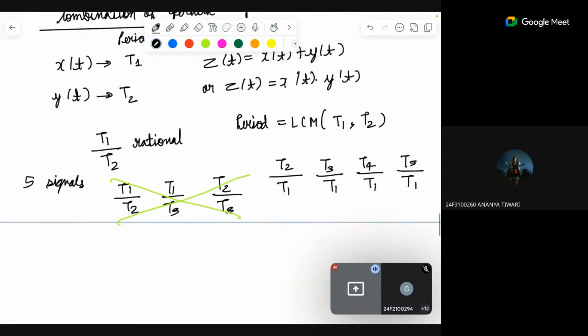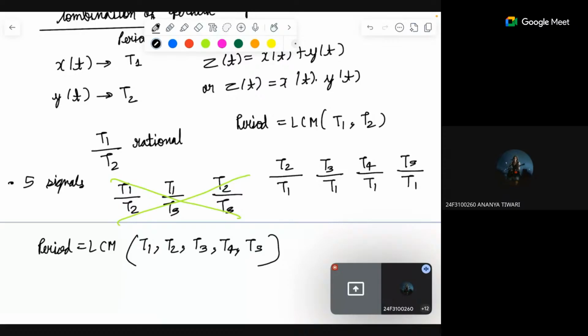Is this fine? Yes, ma'am. Yes, Ananya? So ma'am, we will just divide it by one period, and if they are rational, then we'll take the LCM. Yeah, so we will take one period and then the others, and it has to be rational.